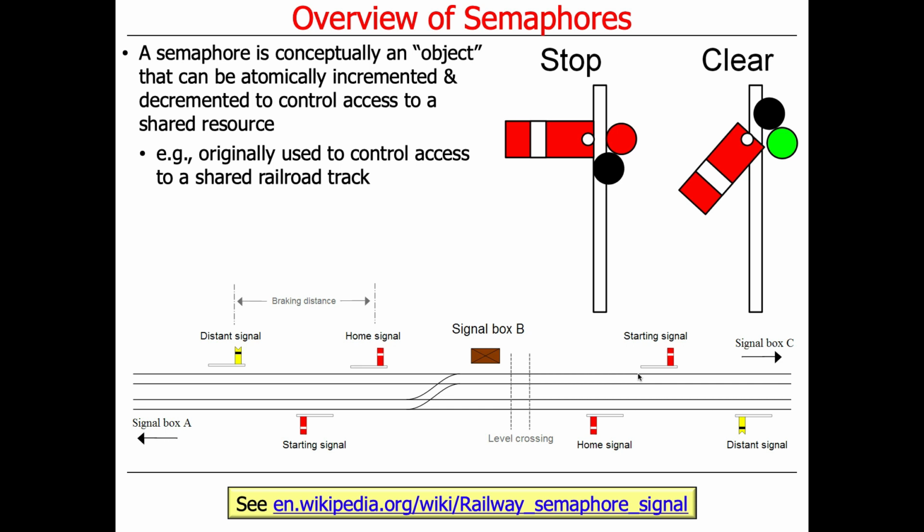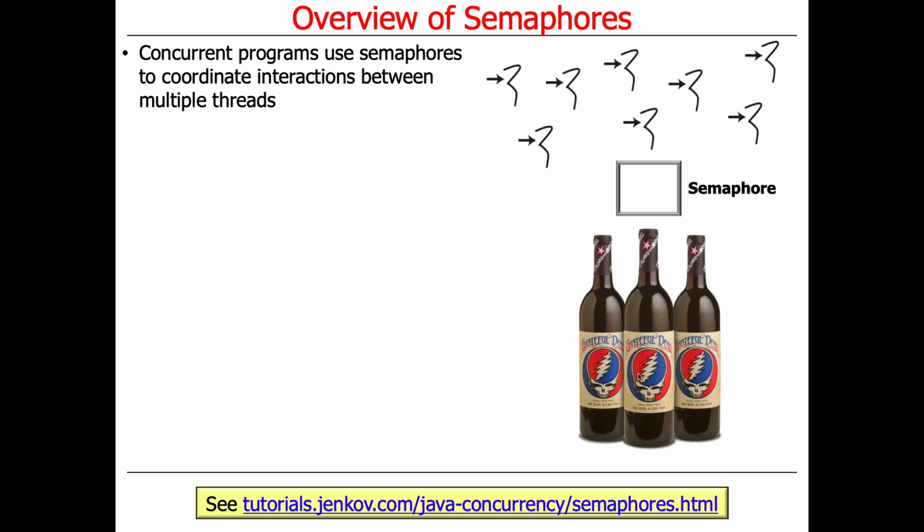So you can learn more about the origins of semaphores as used in railway transportation by looking at this link. So stop and clear are the typical things. Stop means don't go on the shared track. Clear means you can go on the shared track because you've got exclusive access to it. Concurrent programs typically use semaphores to control the interactions between multiple threads.